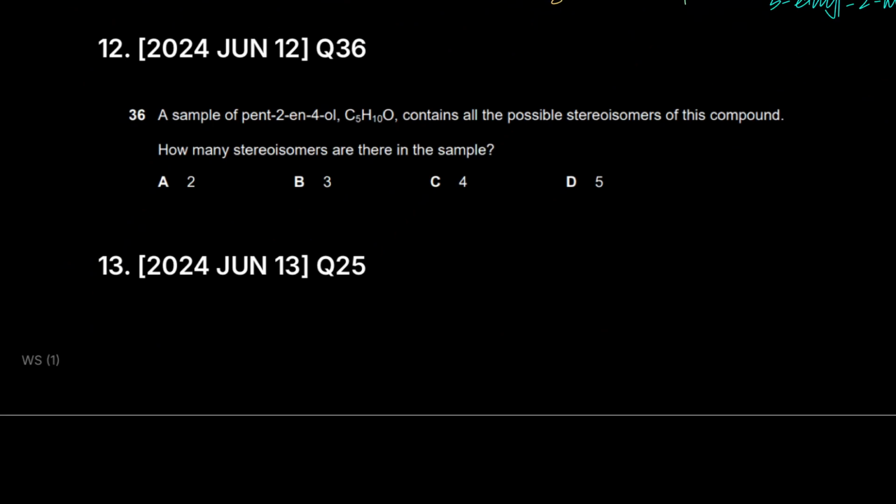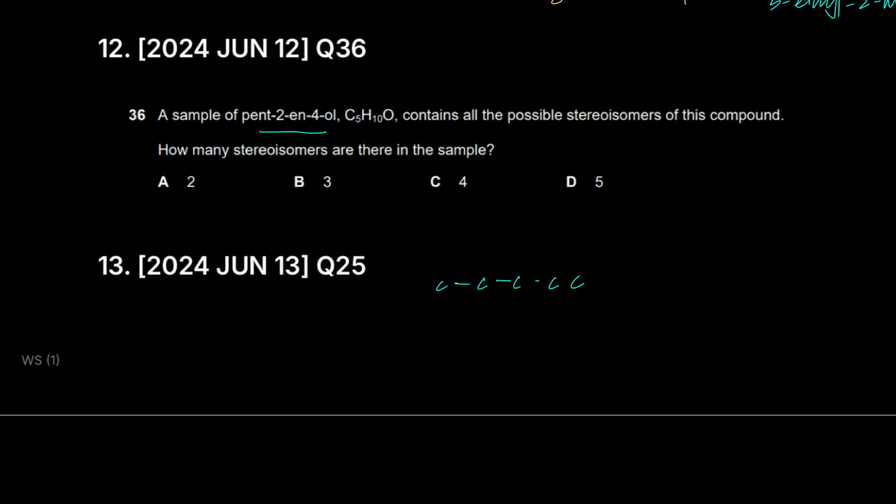Next question. A sample of pent-2-ene-4-ol contains all the possible stereoisomers of this compound. How many stereoisomers are there in this sample? So pent-2-ene-4-ol. Let's draw it. Pent means 5 carbons. 1, 2, 3, 4, 5. And he's saying that between the second and the third carbon, you have the double bond. See, that's why it's pent-2-en. En means the double bond. It represents the double bond.